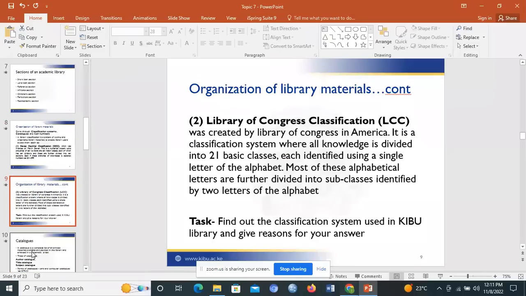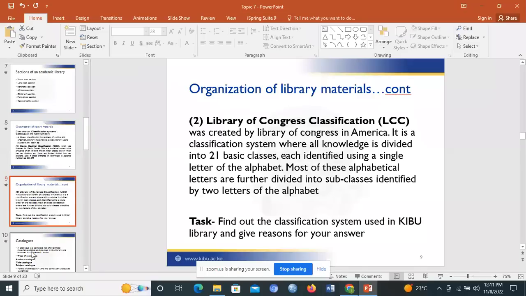Then the second classification is the Library of Congress classification. This is an American system where knowledge is divided into 21 basic classes using letters of the alphabet. And then later on, these are broken down into further either 2 letters of the alphabet or 3, like that. Again, if you go to the notes on the library in the e-learning platform, I have given you how this has been done.